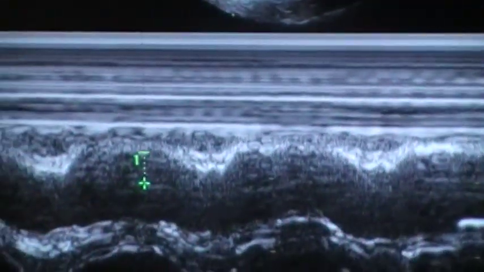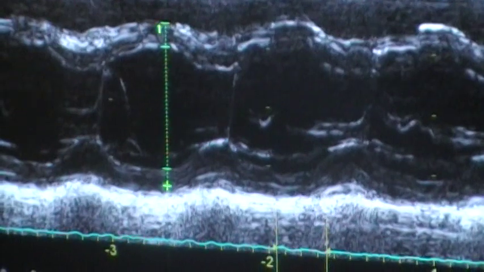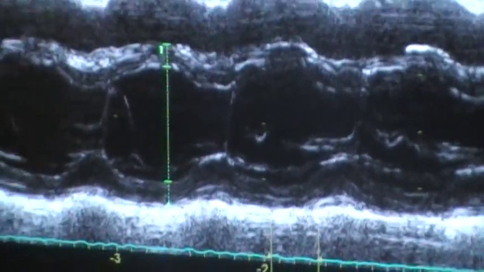This would be your right. Okay, it's not asking for right. Let me undo that. Okay, your IVS in diastole. So it would be thin there. Then your ventricle should be the largest there. And then there's your posterior wall, which is also thin.